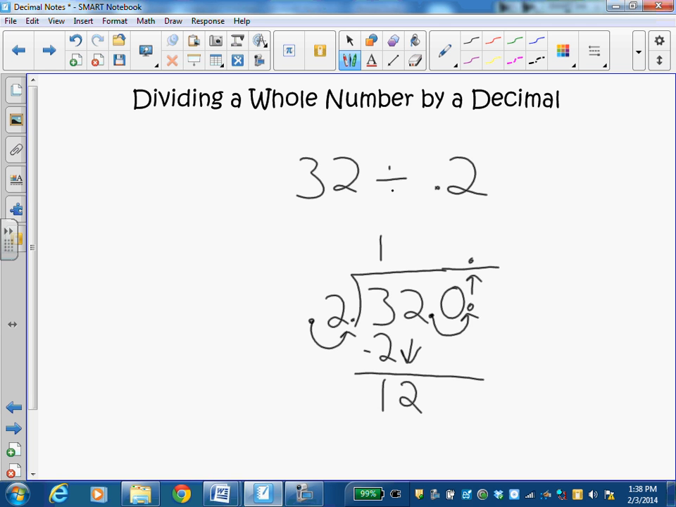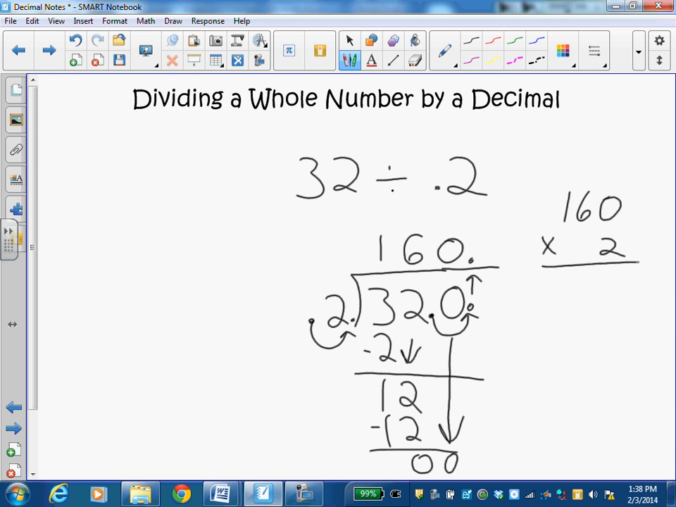Bring down the 2. 2 goes into 12 6 times. That is 12. I've got one more 0 to bring down, and this is where I can't forget. 2 goes into 0 0 times. I have to remember, because my answer is not 16. 16 times 2 is not 320. 160 times 2 is 320.